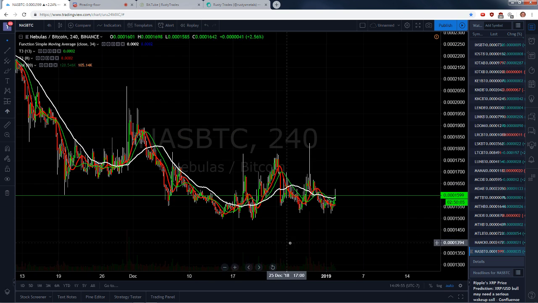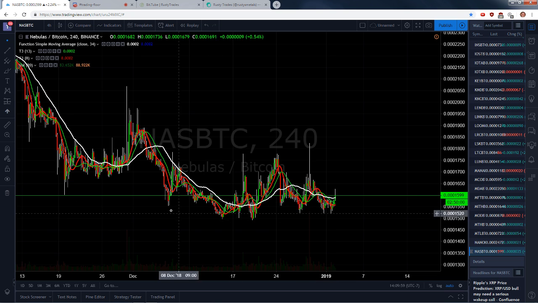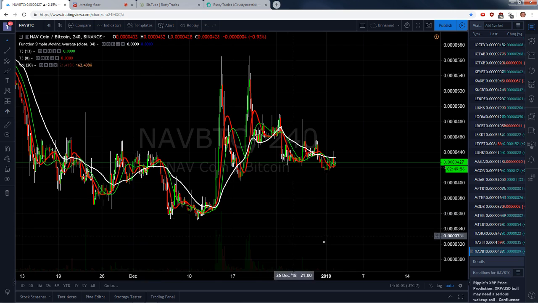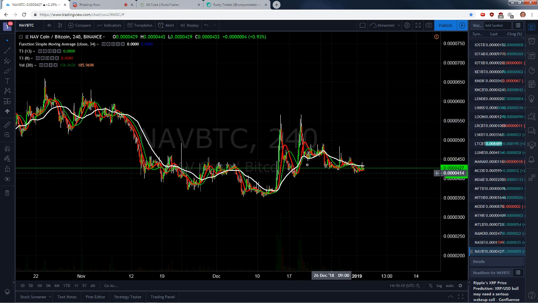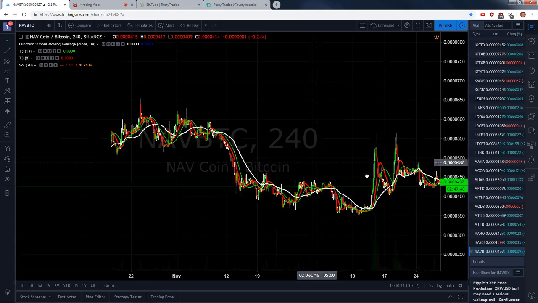NAS, double bottom over resistance. See if it can move the range. NAV had a double top, came in to support. It's got to break this downtrend.